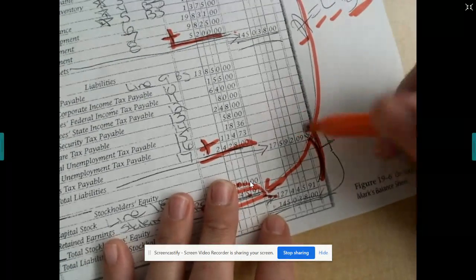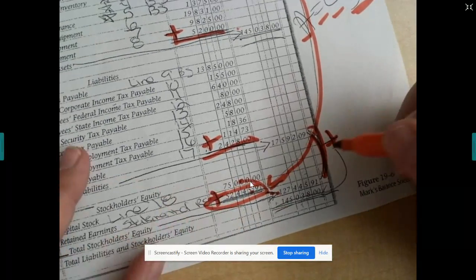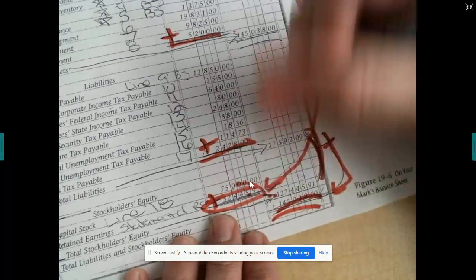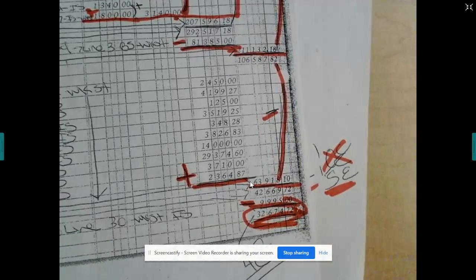Then, of course, we take the liabilities and the stockholders' equity and add them together, and that gets us our total liabilities and stockholders' equity. These two numbers have to match. If they do, you double underline. Everything gets double underlined, and we are all done.